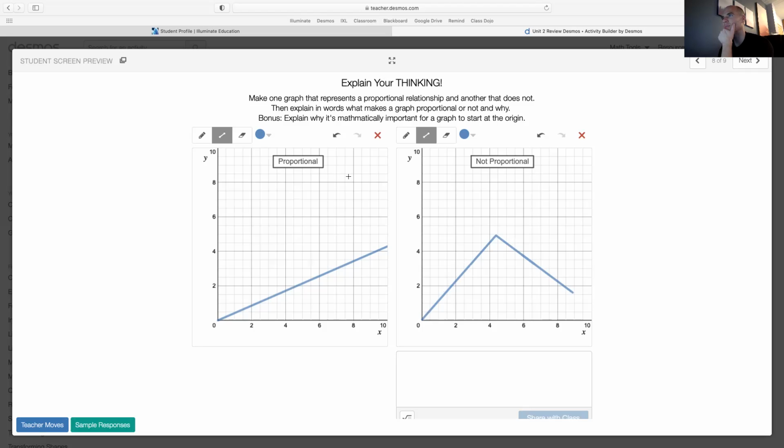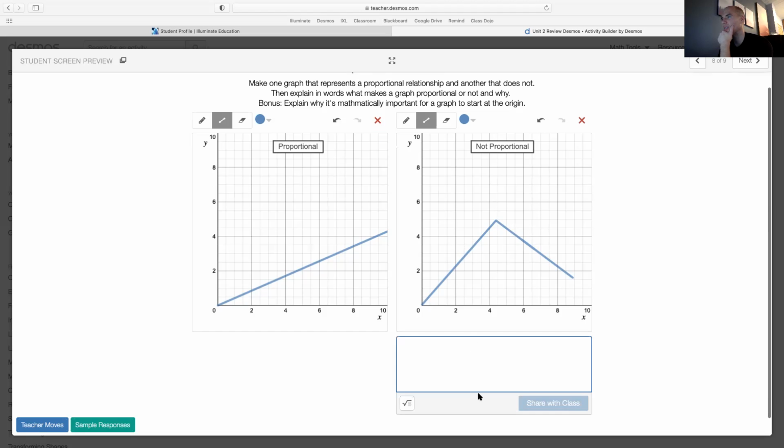All right, so it says, then explain in words what makes a graph proportional or not, and why. The graph of a proportional relationship must be straight and go through, or contain, the origin. Those are the two characteristics. Straight line, contain the origin. And then it wants us to explain why, and also bonus for why it's important for the origin to be on the graph. So I'll do both of those real quick.